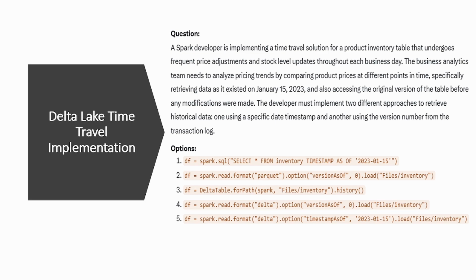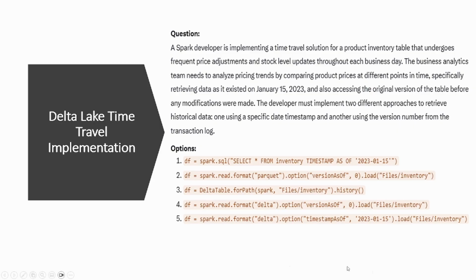Option 3: df = DeltaTable.forPath(spark, "files/inventory").history(). Option 4: df = spark.read.format("delta").option("versionAsOf", 0).load("files/inventory"). Option 5: df = spark.read.format("delta").option("timestampAsOf", "2023-01-15").load("files/inventory").